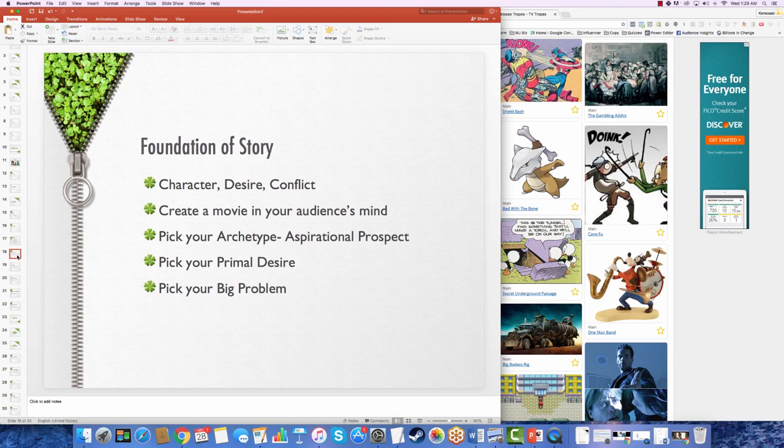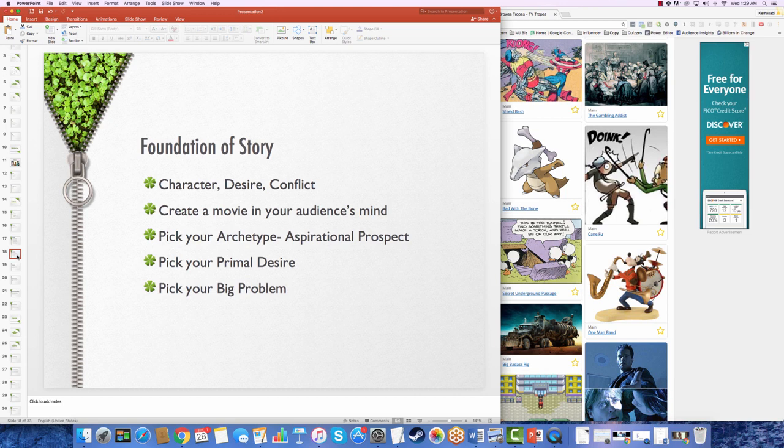There are three foundational pieces to a story: character, desire, and conflict. That's it. You have to have a solid character, which is almost always your prospect or the person your prospect wants to be, a desire, which is primal desire, just like we talked about in the previous trainings, and conflict, the things that the primal pains, the things that are holding your client back or your prospect back, that's the conflict.